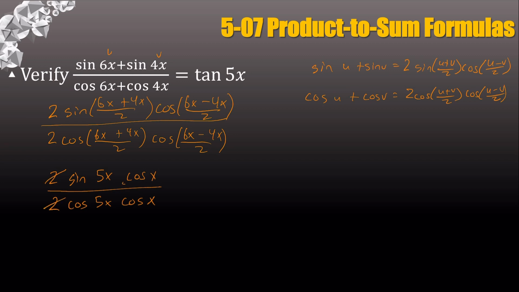The 2 is canceled, the cosine x is canceled, and I have sine divided by cosine. Well, sine divided by cosine is tangent. And that's all there is. Have a good day. And that's the end of the chapter.